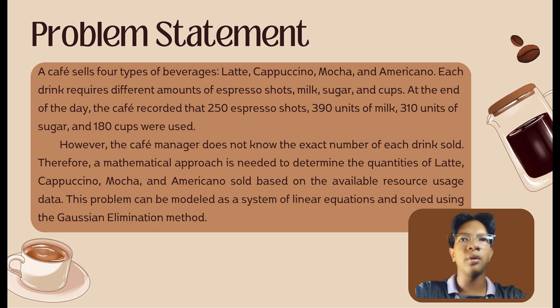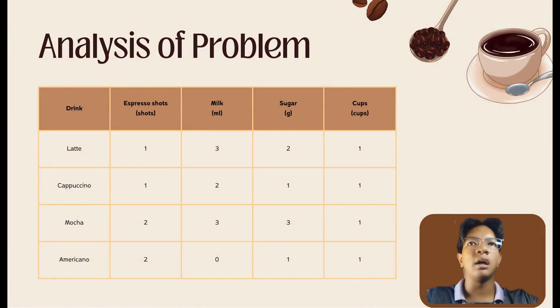However, the cafe manager does not know the exact number of each drink sold. Therefore, a mathematical approach is needed to determine the quantity of latte, cappuccino, mocha, and americano sold based on the available resource usage data. This problem can be modeled as a system of linear equations and solved using the Gaussian elimination method.